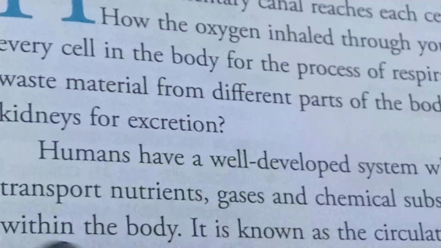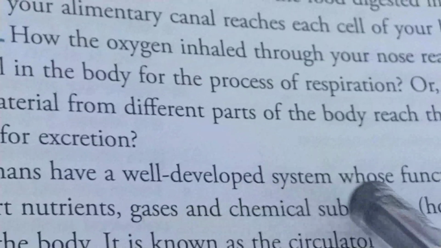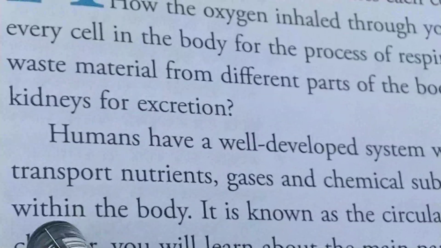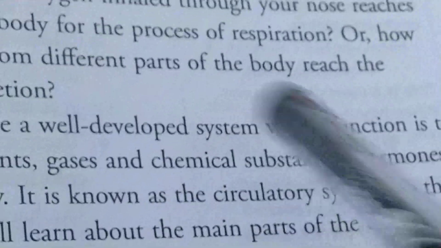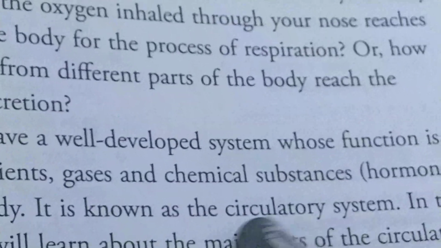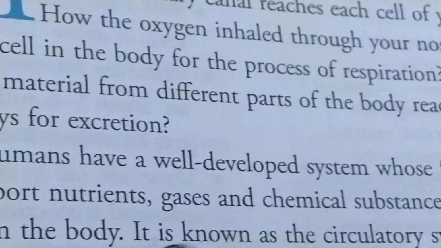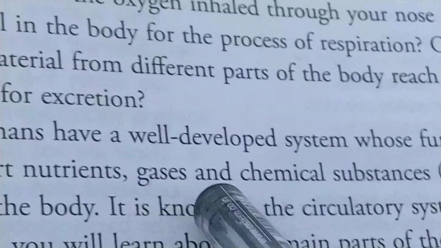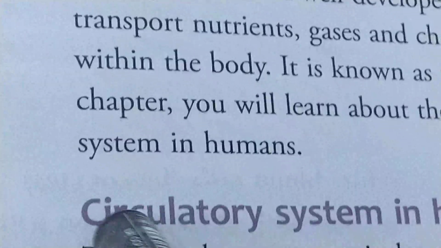Human beings possess a well developed system. They have a special transport system by which nutrients, gases and chemical substances are transported to each cell within the body. It is known as the circulatory system. So what is the circulatory system? It is a system by which different types of nutrients, gases and chemical substances are transported to each cell inside the body. In this chapter, you will learn about the main parts of the circulatory system in humans.